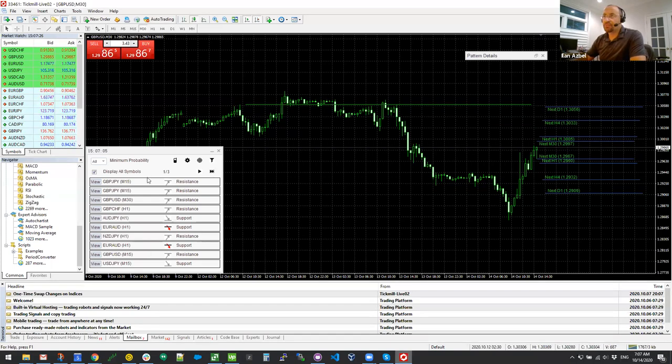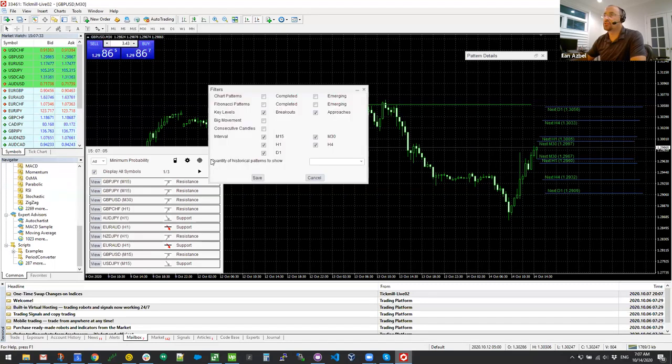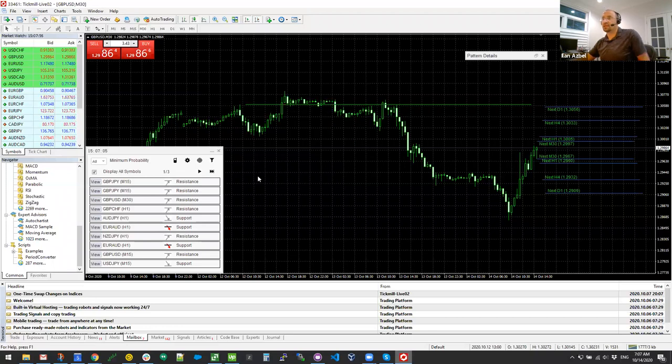So today we're going to be discussing how to choose which of these to actually look at and follow. The first thing I want to go to is the filtering section. The way I normally set up my filters is to look at completed or breakout chart patterns, breakout key levels, and emerging key levels. This is what each of these look like, and I'll show you how to trade them. Let me just remove the M30 and M15 candles as we get too many results.